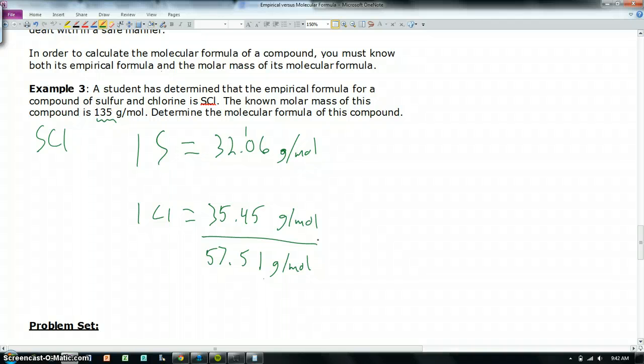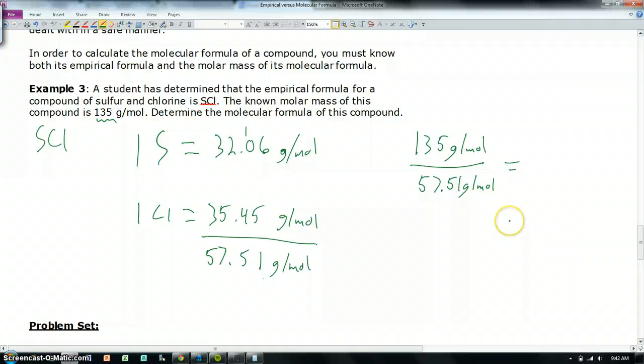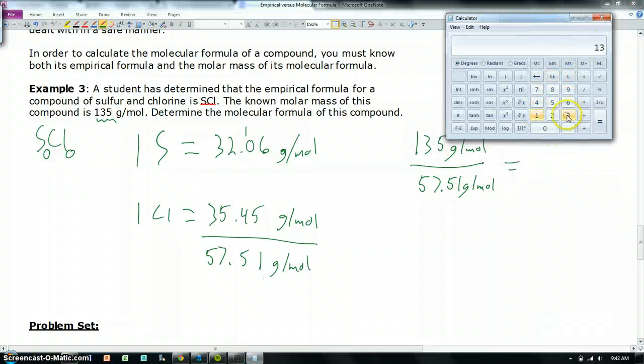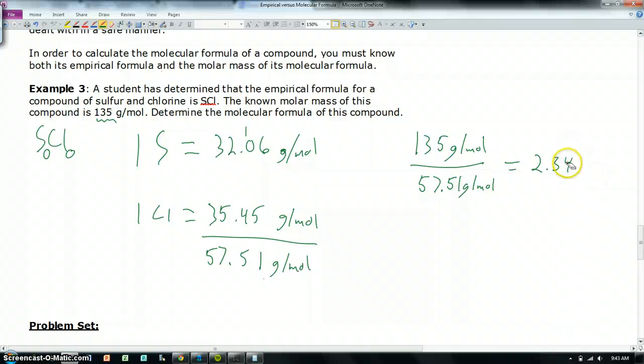So all we need to do now is take the molar mass of the actual molecular formula and divide it by the molar mass of the empirical formula. And this ratio will tell us how much we need to multiply this overall ratio to find our molecular formula. So I'm going to take 135 and divide it by 57.51. And that gives us a number of 2.35.